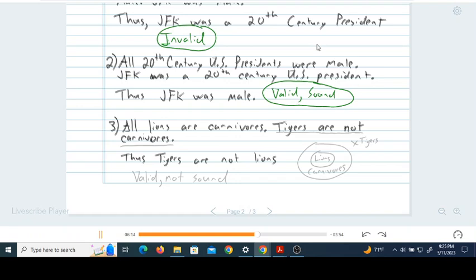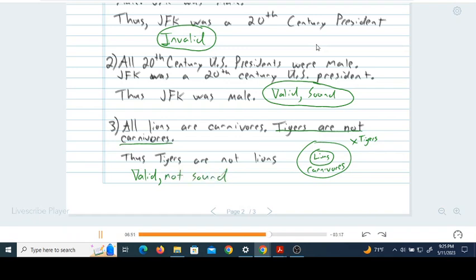So, it helps to draw diagrams on a lot of these. So, all lions are carnivores. So, draw a quick little Venn diagram showing that. Tigers are not carnivores, so tigers are somewhere outside the carnivore circle. Thus, tigers are not lions. Okay. That is valid. But is it sound? Well, part of the premise is saying tigers are not carnivores, so that is not sound.